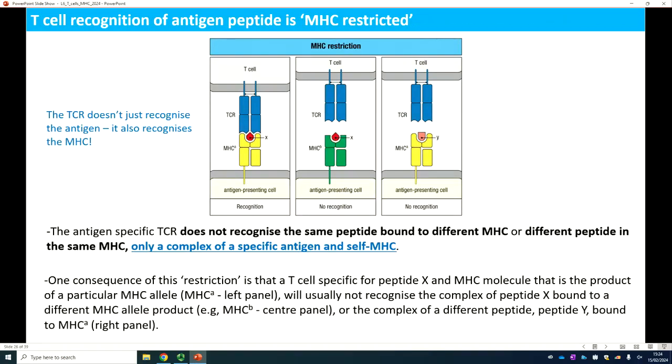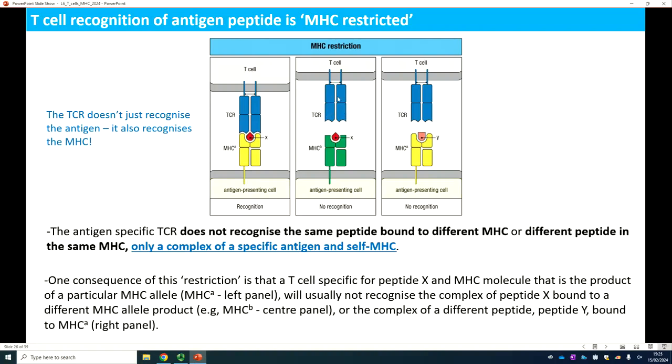Now, I wanted to bring in the importance of MHC restriction, seeing as we're talking about MHC. And really what this means is that when you get this TCR-MHC complex forming, the T-cell receptor isn't just recognizing the antigen, it's recognizing it in context with the MHC, so it's recognizing the MHC as well. So in this experiment, we've got a TCR, it's recognizing self-MHC as well as its cognate antigen. Everything's okay, we get recognition.